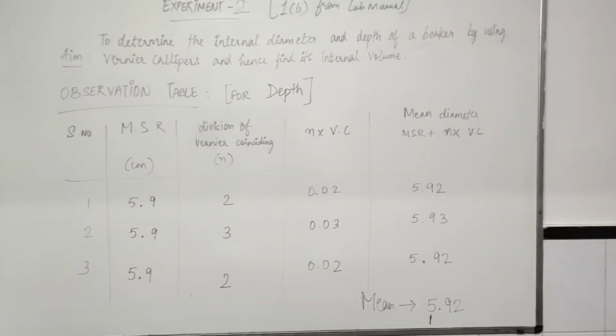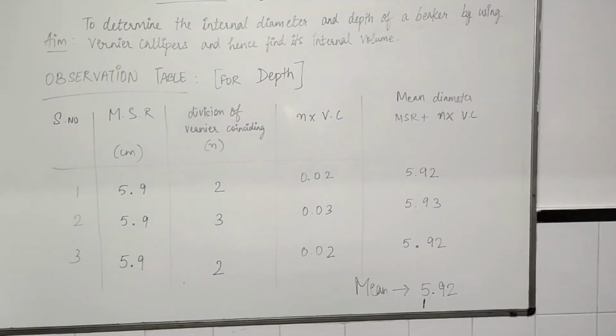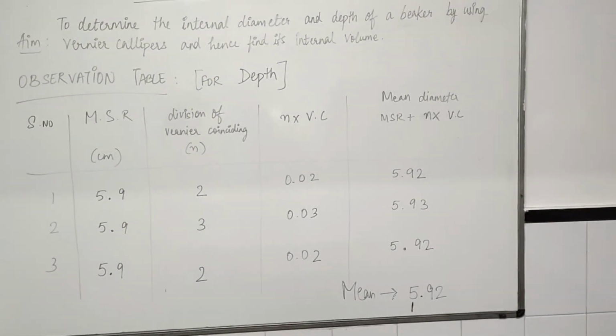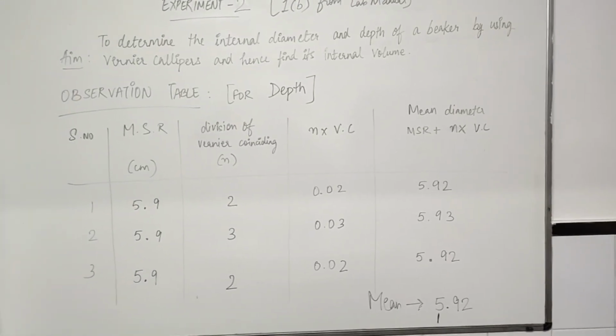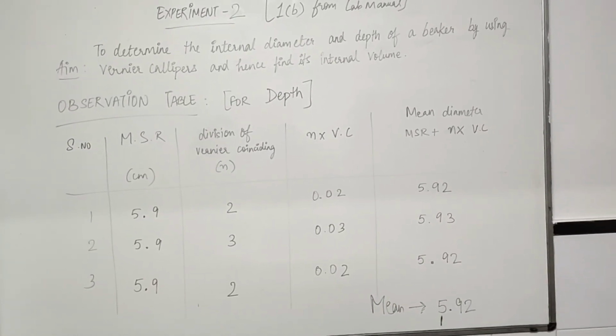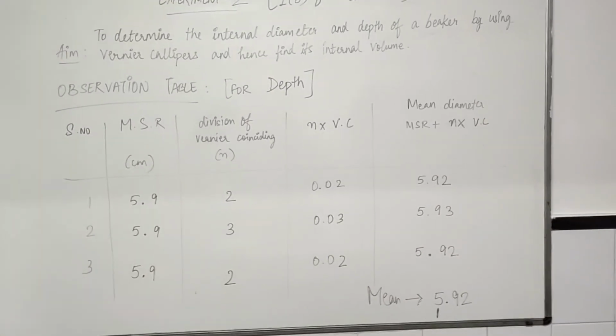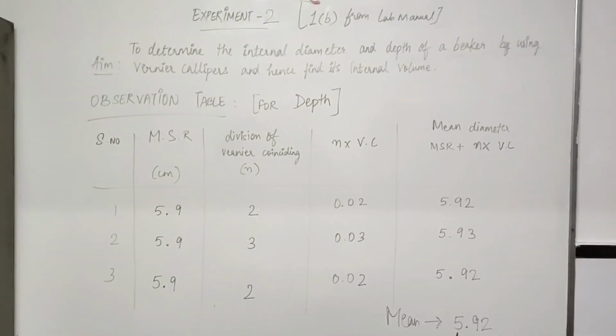One thing I need to remind you is that this experiment is not yet over. We need to find its internal volume. You have the diameter, you have the depth, you know the formula, so apply the formula and find its internal volume. Also remember one thing: in both experiments, you need to draw the vernier caliper diagram. I'm sorry, but yes, you need to draw it twice. That's it. Thank you.